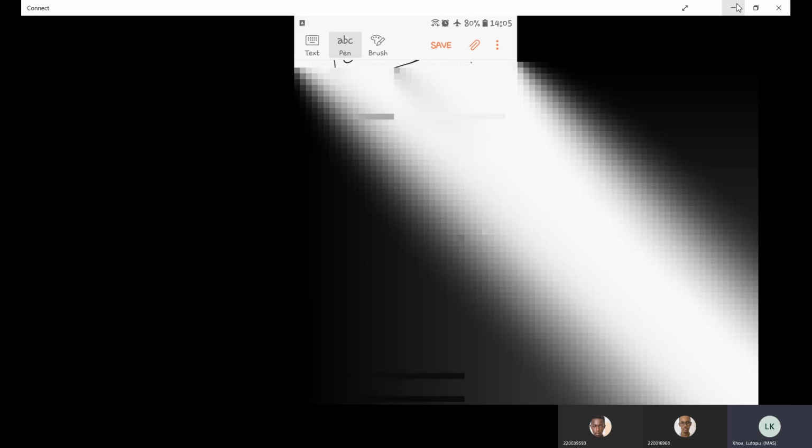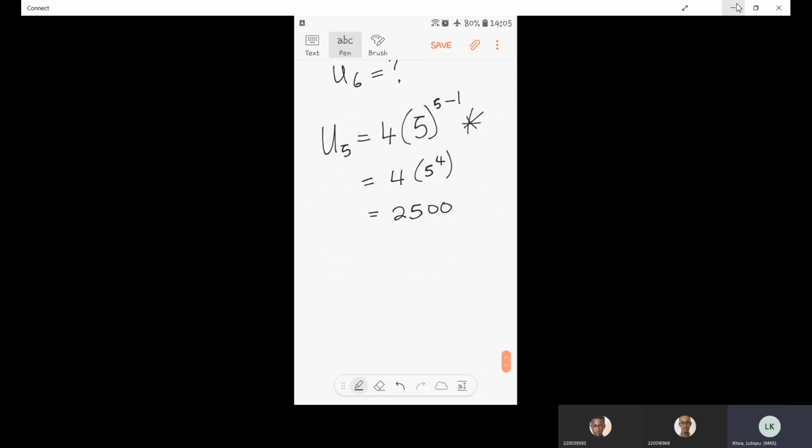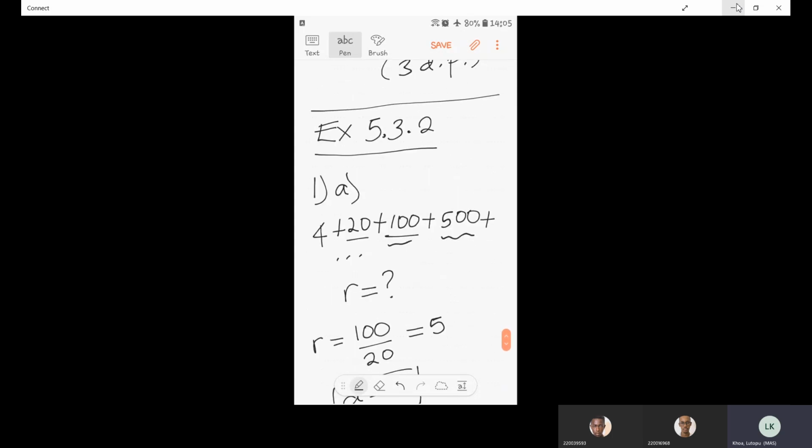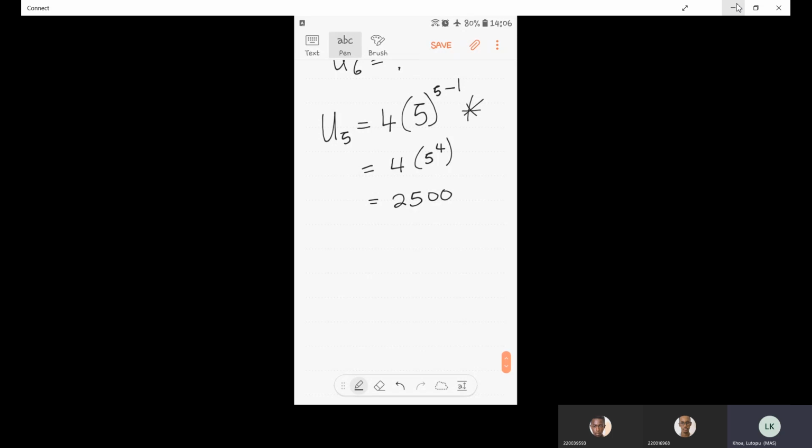I have 2,500. Or you don't even need to use this formula, because you know what the fourth term is. To get the next one, you just multiply it by R. Okay, so either way, you should get the same answer.